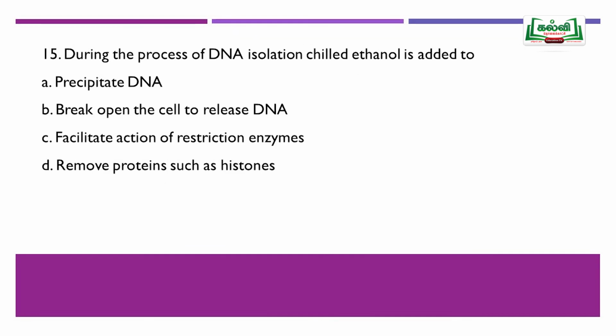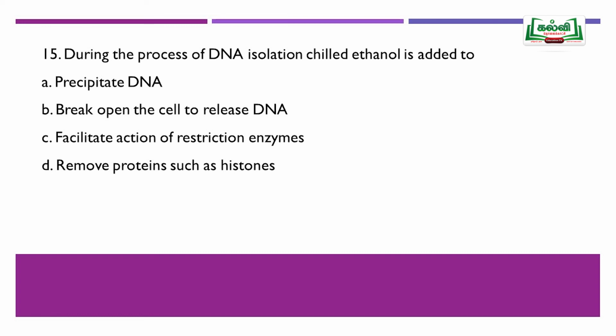The next one, during the process of DNA isolation, chilled ethanol is added to. Okay. So, this is a practical one. So, during the DNA isolation technique, in the final step we use ethanol. So, why do we have to use that ice cold ethanol? Especially we want to precipitate the DNA molecule from the solution. So, during DNA isolation, we have to use detergents, we have to use salts. With the help of those, we digest the tissue sample and go for certain heating. So, finally, the extract will be obtained.